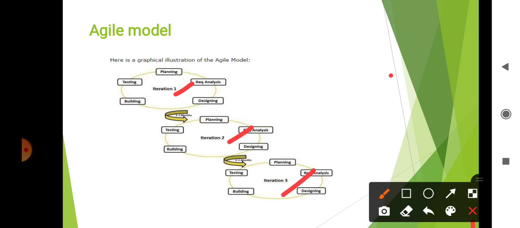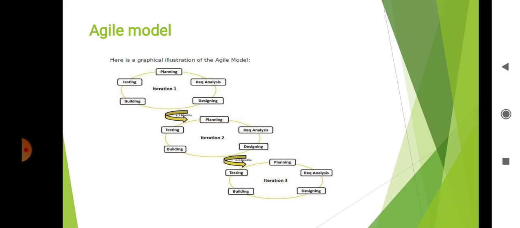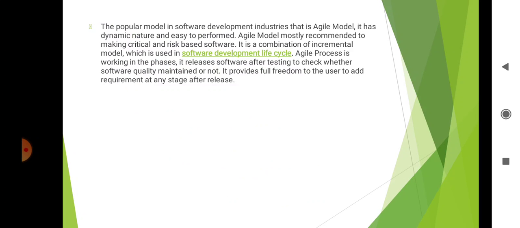These are the Agile model iterations. The Agile model is a popular model in software development industries. It has a dynamic nature and is easy to perform. The Agile model is mostly recommended for making critical and risk based software. It is a combination of the incremental model, which is used in the software development lifecycle, that is SDLC.